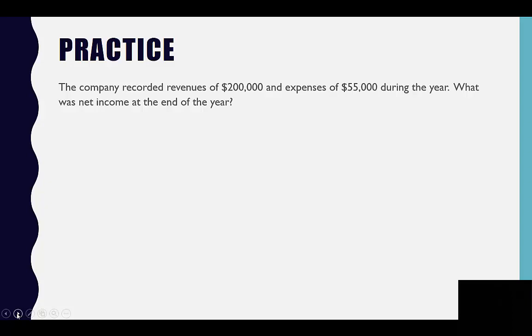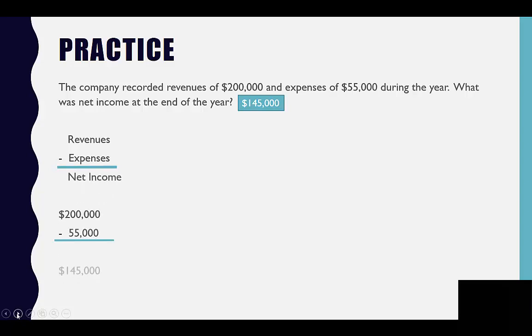Okay, so if revenues was $200,000 and expenses was $55,000, what is net income at the end of the year? Sometimes we think of net income as kind of like our profit. It's what's left over after we pay all of our expenses. The answer to this is $145,000. All right, revenues are $200,000 and expenses were $55,000. So that's how we get net income of $145,000: $200,000 minus $55,000.